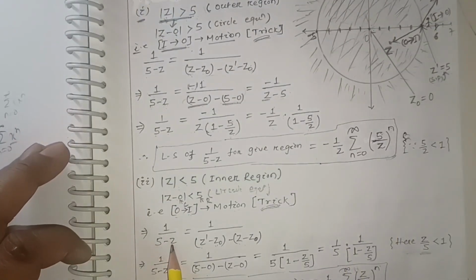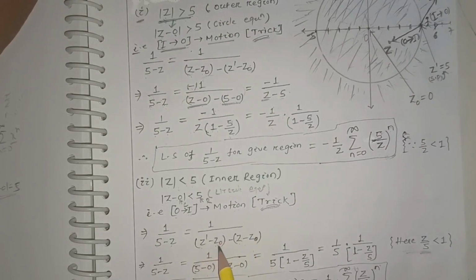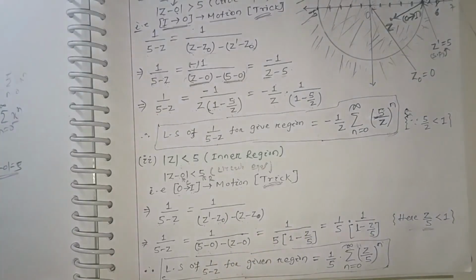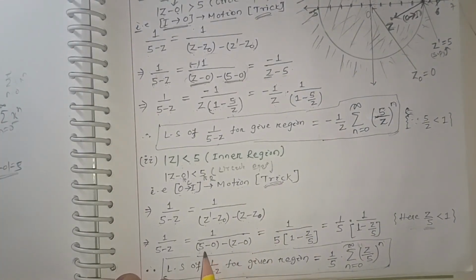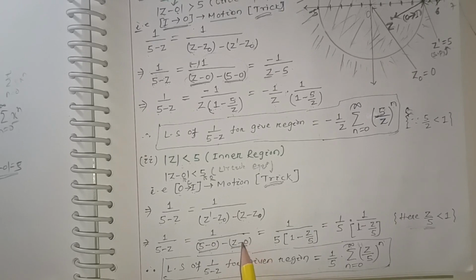Now 1 by 5 minus z, in the out to in case, will be written as 1 by z dash minus z0 minus z minus z0. In general I wrote 1 by z dash minus z0 minus z minus z0. Z dash here is 5, z0 is 0, z is z, z0 is 0. This will be the first term, this will be the second term. After this step you just match whether it matches the initial equation or not. Here 1 by 5 minus z, and here also 1 by 5 minus z. It exactly matched, so no need to multiply by minus. I told you not to remove the second bracket, but here as it is 0 we can remove it, and we found the first term and second term.